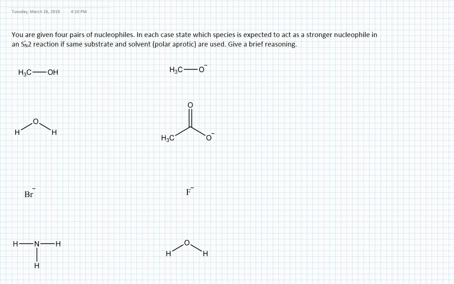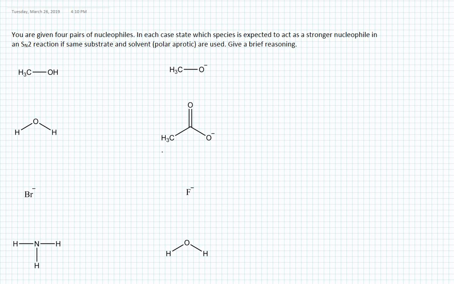So the question is, you are given 4 pairs of nucleophiles. In each case state which species is expected to act as a stronger nucleophile in an SN2 reaction. If the same substrate and solvent, possibly polar aprotic, are used, give a brief reasoning. Let's start solving the question.